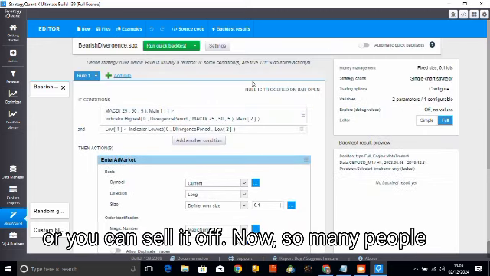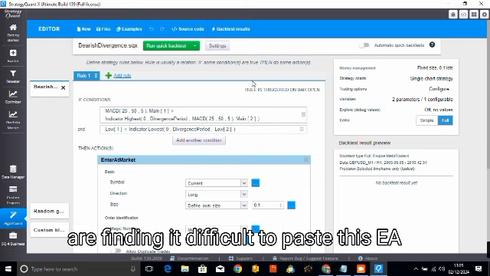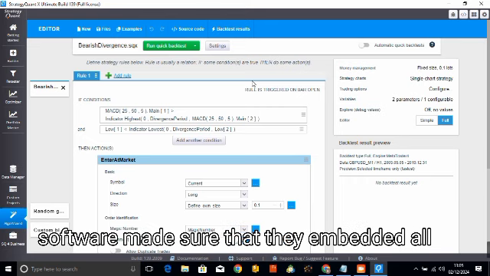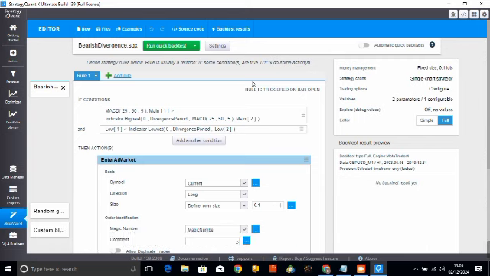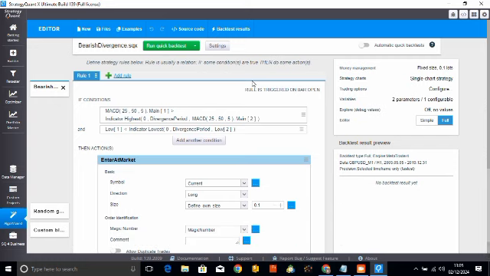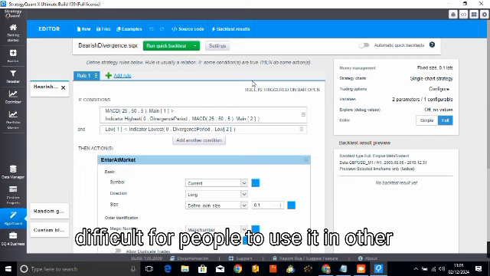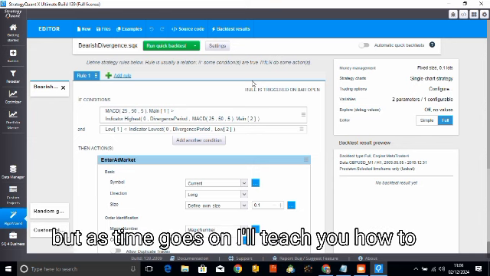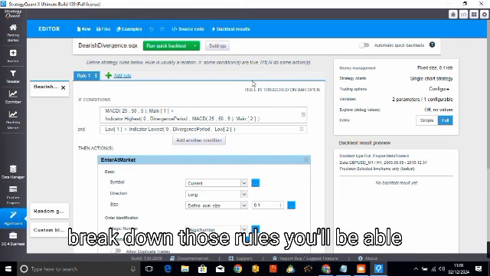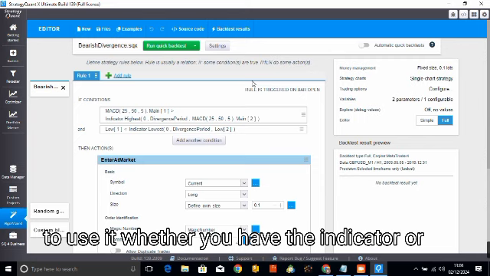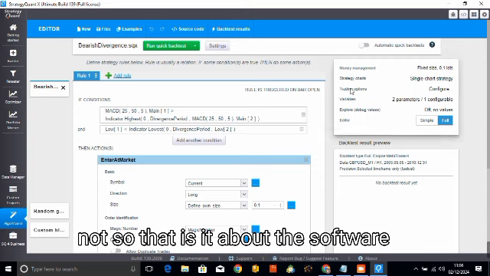Now, so many people are finding it difficult to use this EA in the market because the programmers of this software made sure that they embedded all the indicators with the EA, which is difficult for people to use in other systems unless you have the indicators. But as time goes on, I'll teach you how to break down those rules. You'll be able to use it whether you have the indicator or not. So that is it about the software.